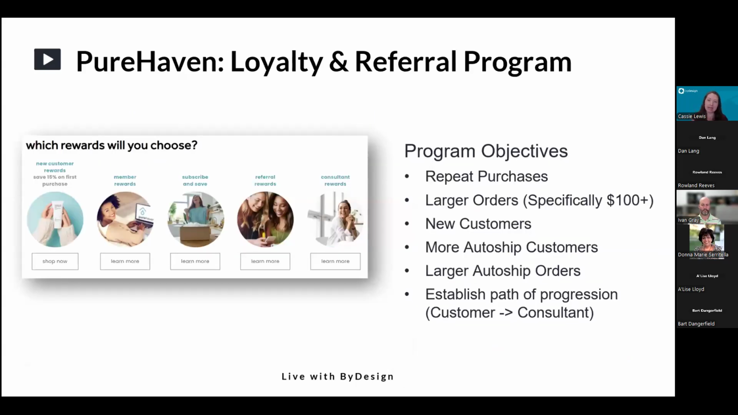All right, the next case study or example that I'm going to go through is for one of our clients, Pure Haven. So Pure Haven is a little bit different in what they're offering, but you're going to see a lot of similarities in the configuration. The program objectives that Pure Haven had is we want repeat purchases from our existing customers. We want to drive the size of order up, specifically to the $100 threshold. We also want new customers, and we want to encourage auto ship participation. Okay, so you can see they're really wrapping a lot of objectives into this rewards program.